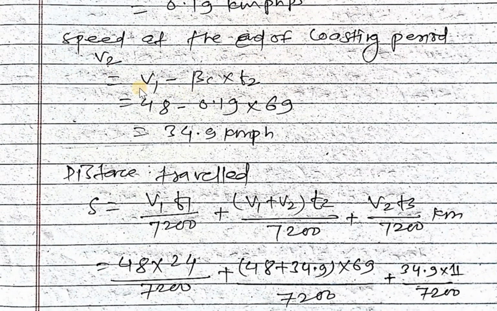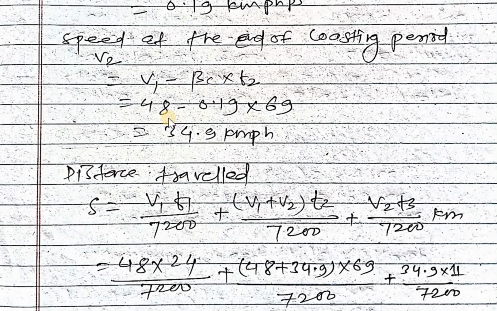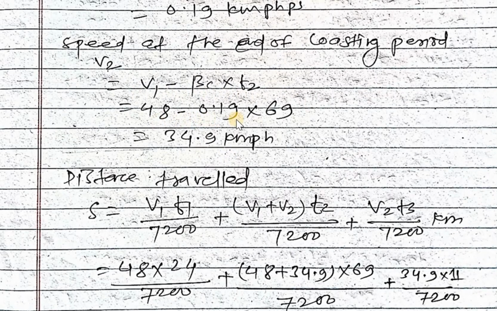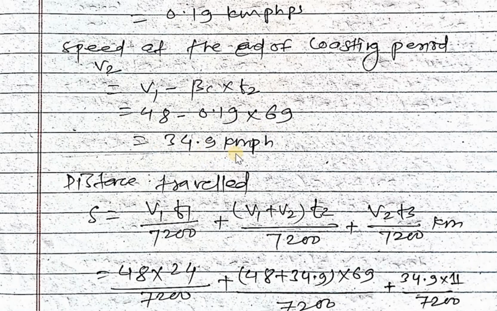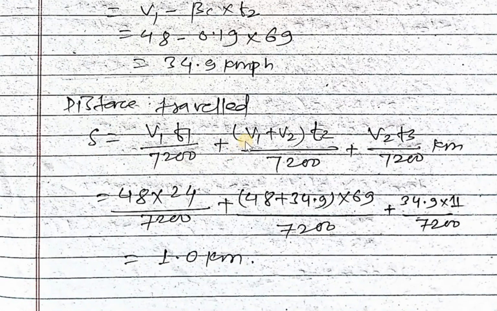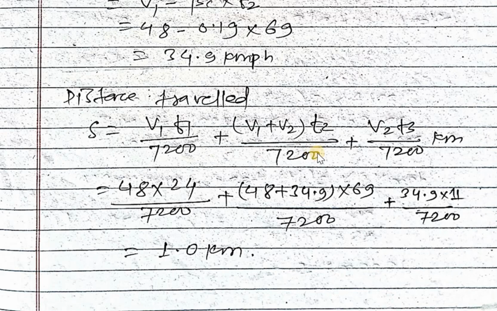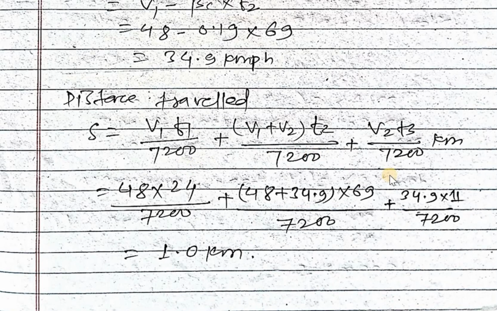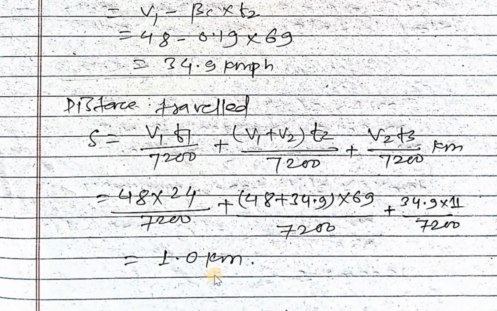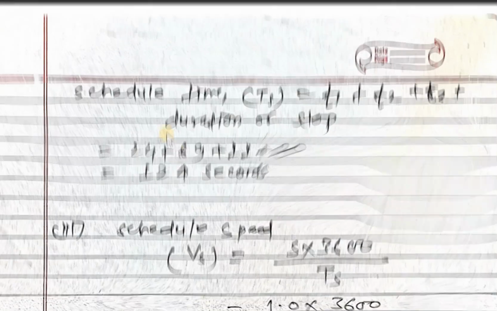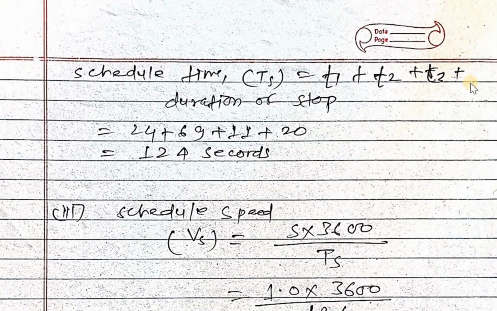Speed at the end of the coasting period, V2, equals V1 minus beta c into T2, that is 48 minus 0.19 into 16, that is 34.9 km per hour. And distance travelled S1 equals, we know this equation, and putting all these values, we get distance equal to 1 kilometer.